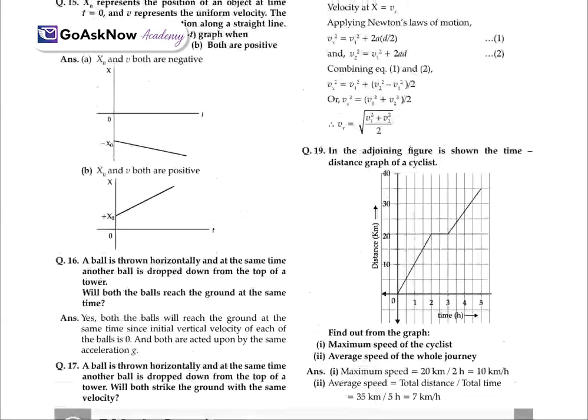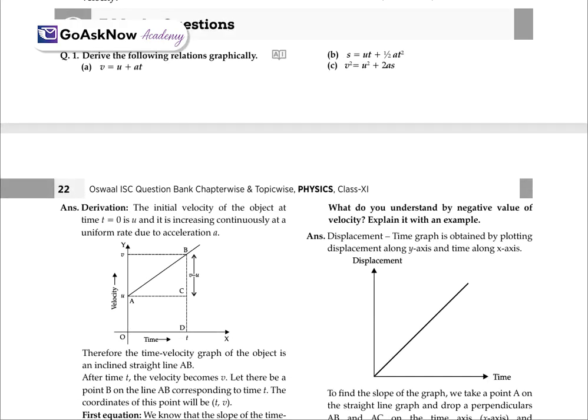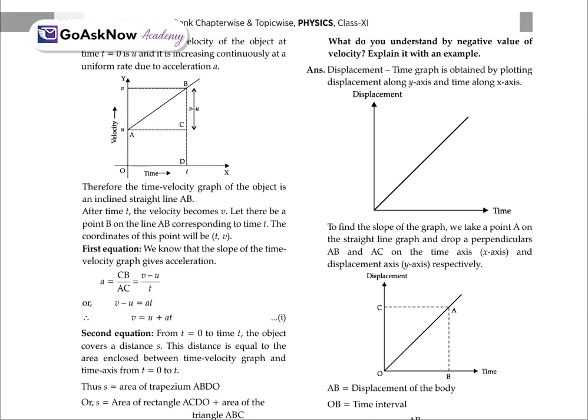Now, moving to the next 3 marks question, we have to derive the following relations graphically. We know these are the equations of motion, but here it is asking us to derive them graphically. Let's see how. The initial velocity of an object at time t equals 0 is u. We know that u is what we call the initial velocity, and it is increasing continuously at a uniform rate of acceleration. Therefore, the velocity-time graph of the object is an inclined straight line AB.